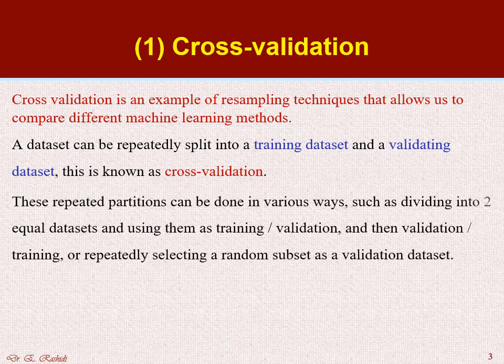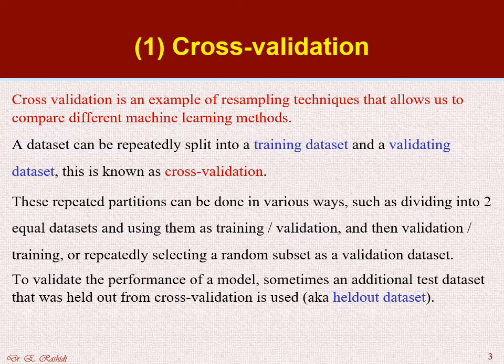These repeated partitions can be done in various ways, such as dividing into two equal datasets and using them as training validation and then validation training, or repeatedly selecting a random subset as a validation dataset. To validate the performance of a model, sometimes an additional test dataset that was held out from cross-validation is used. This subset is called held out dataset.